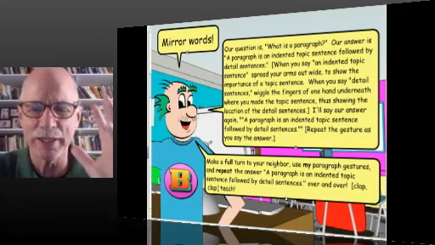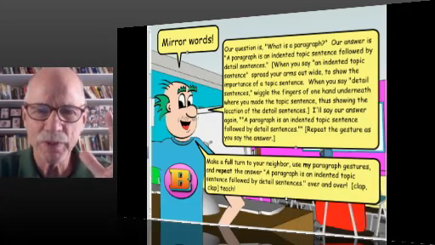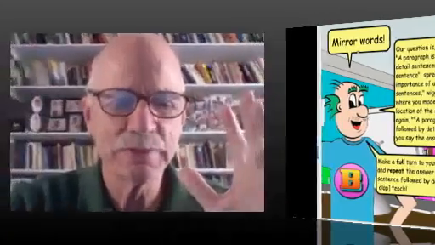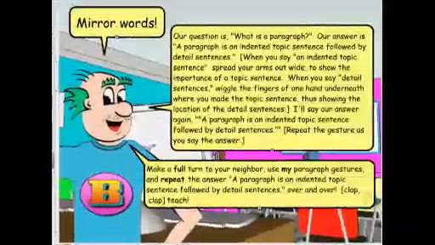You can't see it really here. Let me go here. A paragraph, in fact, I would even say a paragraph is an indented topic sentence, and spread your arms out much wider than this for topic sentence, followed by detail sentences. So that's what we want. We want to emphasize topic sentence, and we want to emphasize detail sentences. Let's go back to the screen.